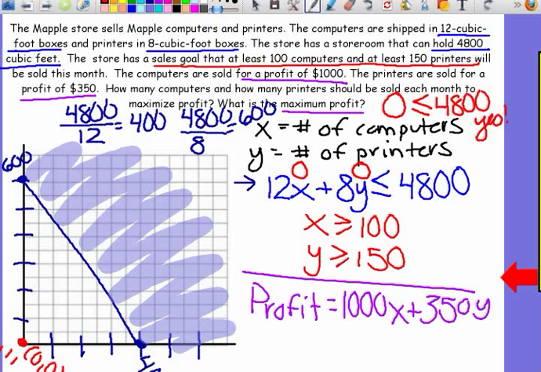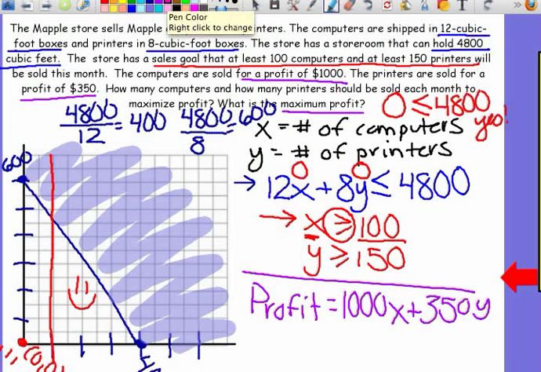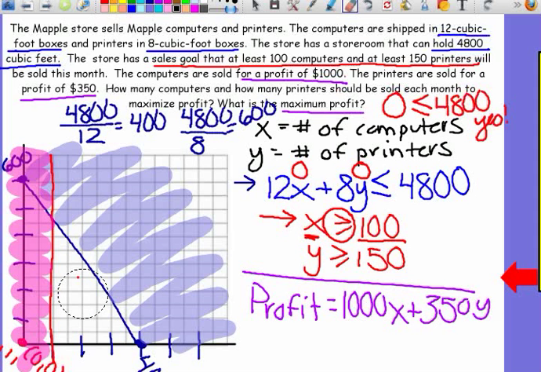Okay. Then we're going to move on to these. This is a vertical line going through 100 on the x-axis. We want the x's that are greater than 100. Those are over here. So we are going to shade out the ones that are smaller. Those will not meet our sales goal. Get rid of that for a second.